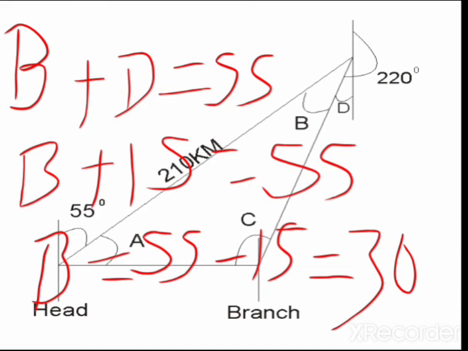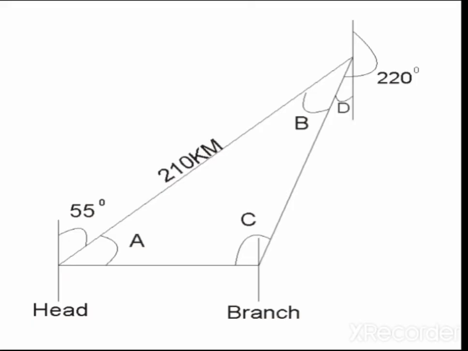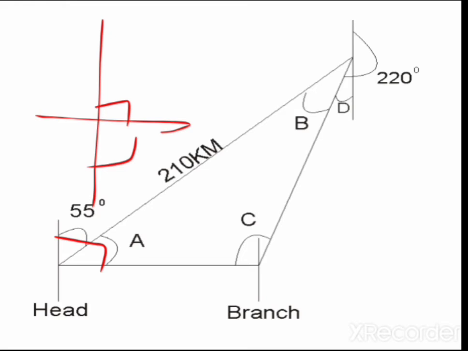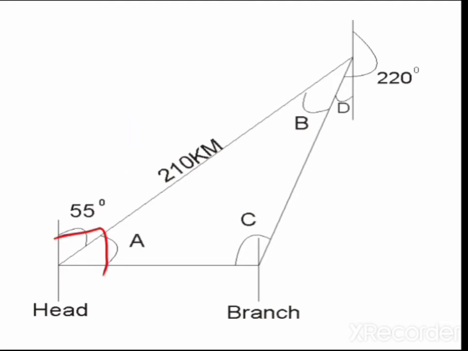It's very simple. Since the branch office is directly east of the head office, it simply implies that this is 90 degrees. This was 90 because it's directly east. These are our cardinal points, each of them is 90 degrees. Since it's directly east, north to east is 90, so this angle is 90.